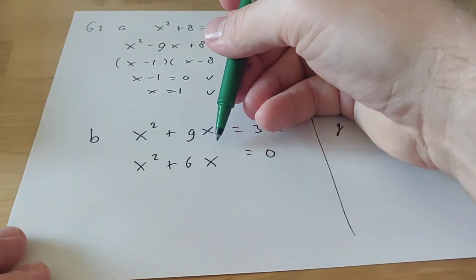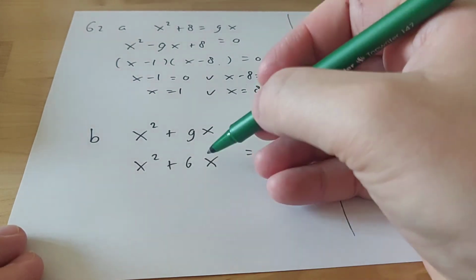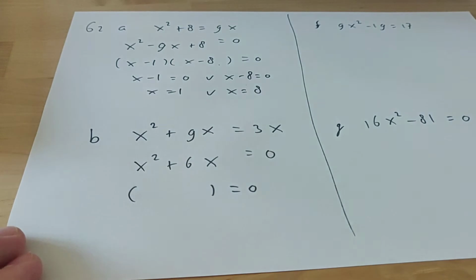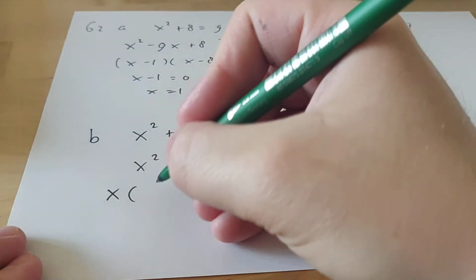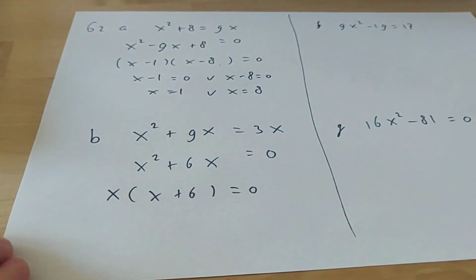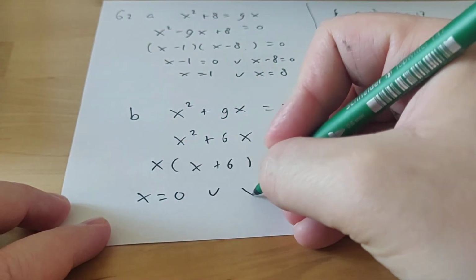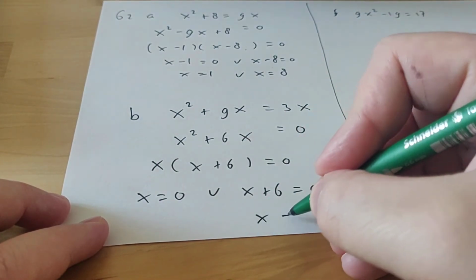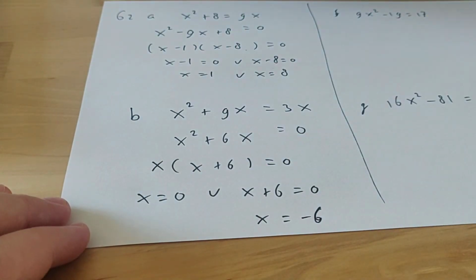Now if you only have two things, and one thing is x squared and one thing is x, then you have to put the common factor in front of brackets. Now, x squared and 6x can both be divided by x. And then in brackets you have x plus 6. So now we've factorized it. So now we can say x is 0, or x plus 6 equals 0. So that means that x should be minus 6 in this case. So 0 or minus 6.